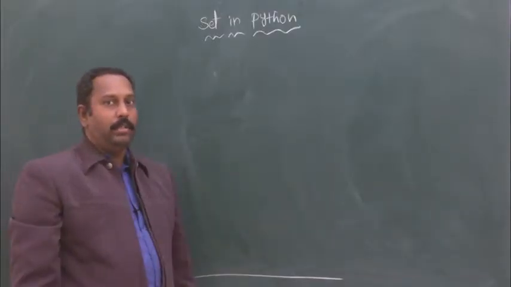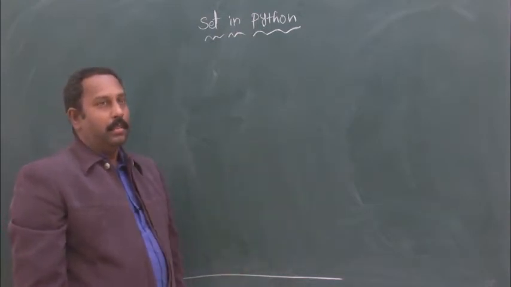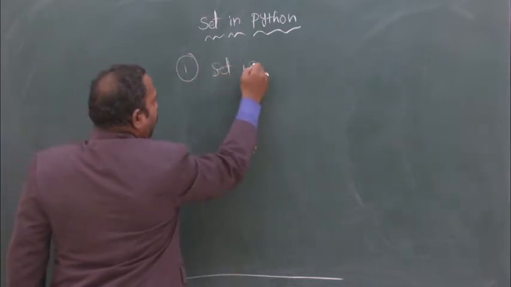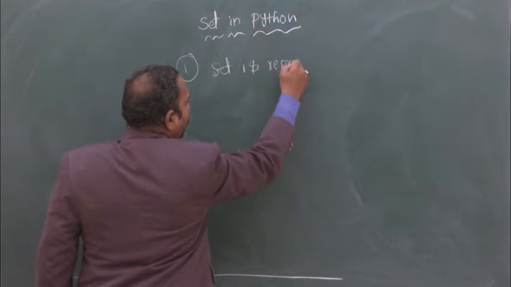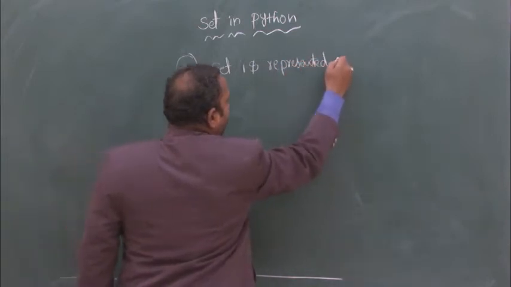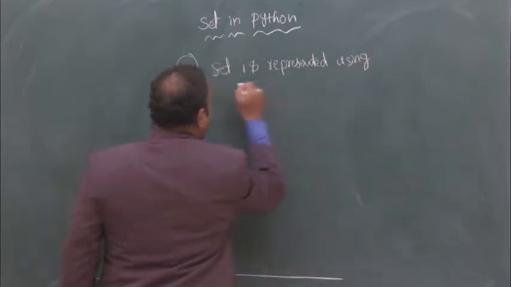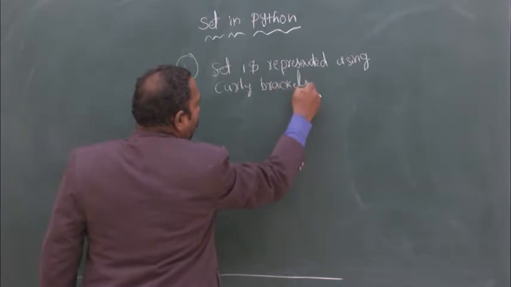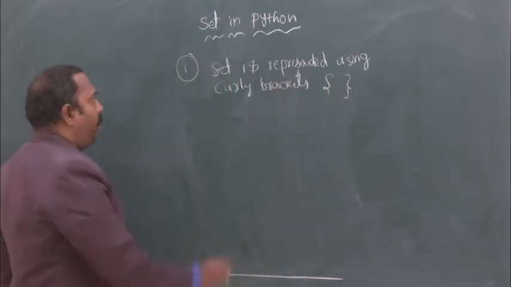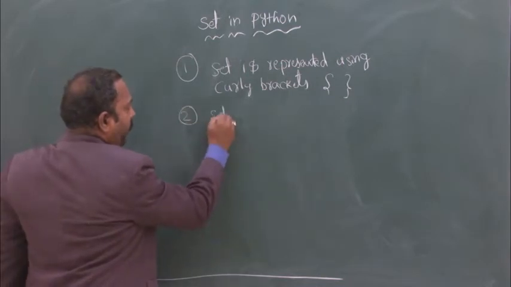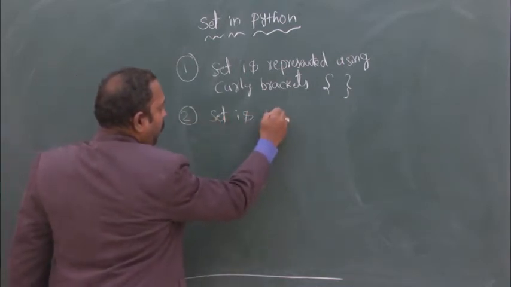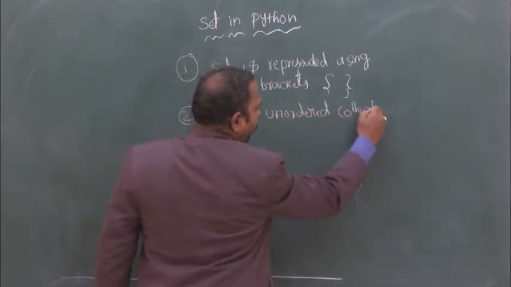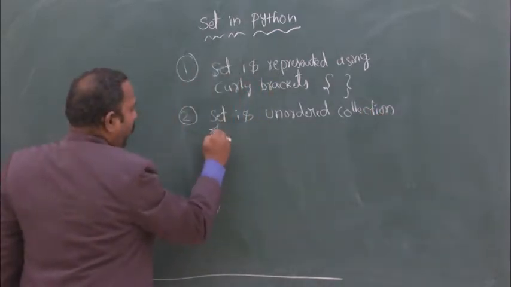So now I would like to discuss set in Python. The first point is set is represented using curly brackets. And the second point is set is an unordered collection of items.